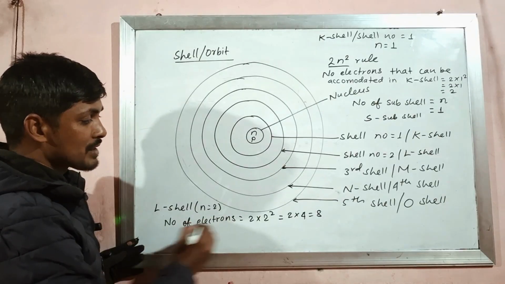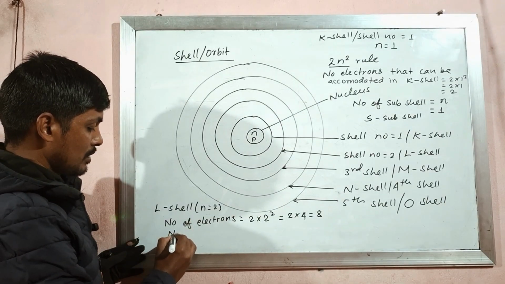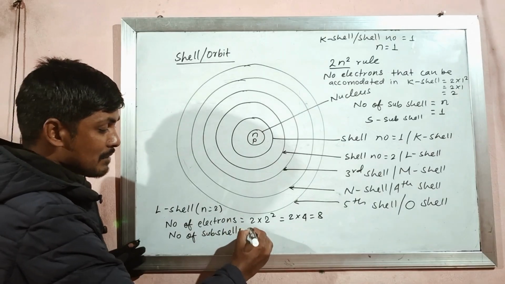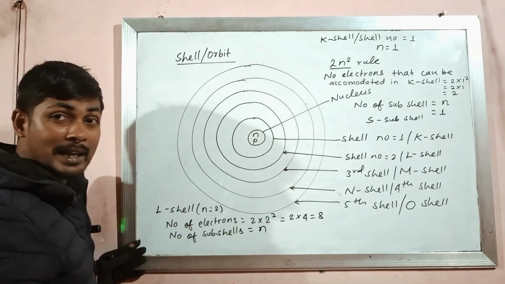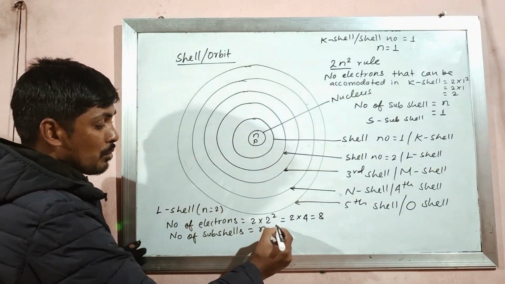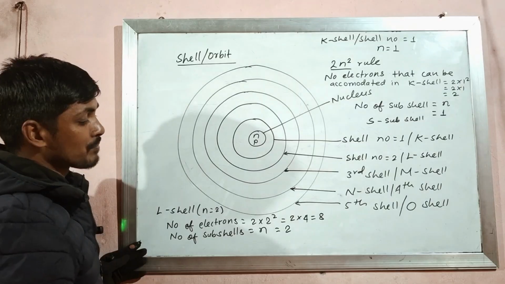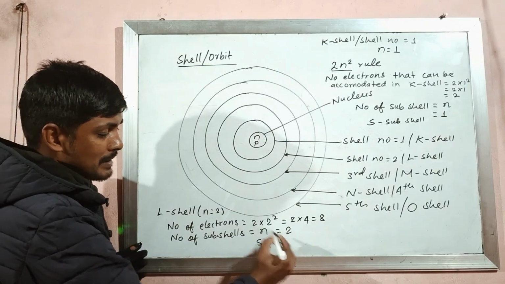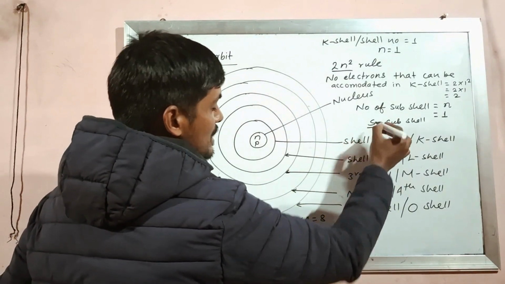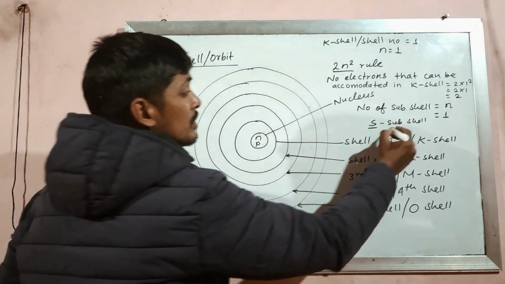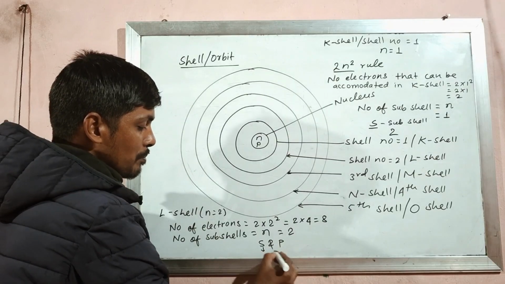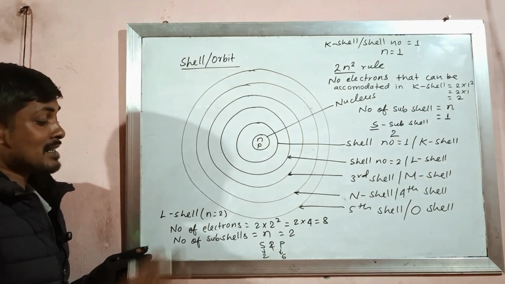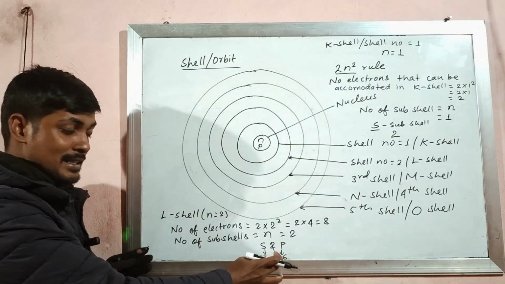Now what is the number of subcells here in L cell? Number of subcells is given by the value of n. Since the value of n in case of L cell is 2, the number of subcells is 2. The 2 subcells present in L cell are S and P. The capacity of S subcell to hold electrons is 2, whereas the capacity of P subcell to hold electrons is 6. That is why the total number of electrons in the second cell or L cell is 2 plus 6, which is 8.